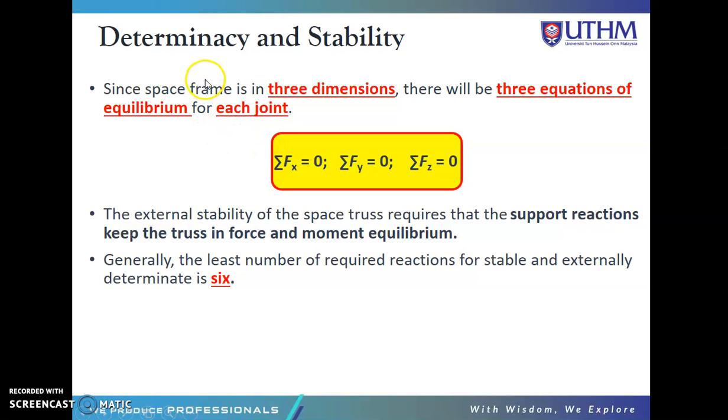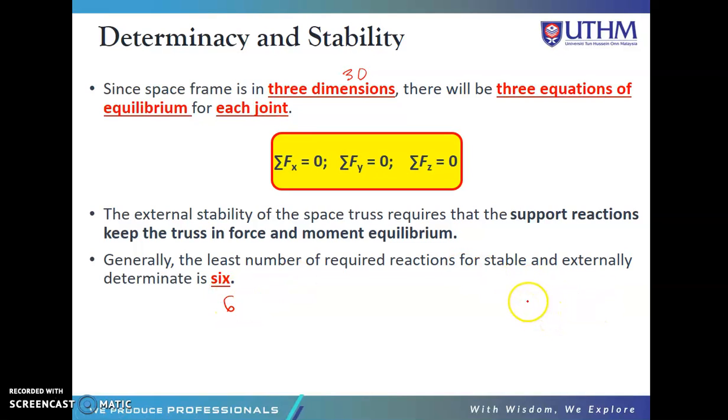Alright, so the determinacy and the stability. Since the space frame is in 3 dimensions, now it has become 3D. There will be 3 equations of equilibrium for each joint. Now it's 3D, so there will be Fx, Fy and also Fz. The external stability of the space truss requires that the support reactions keep the truss in force and moment equilibrium. Generally, the least number of required reactions for stable and externally determinate is 6.